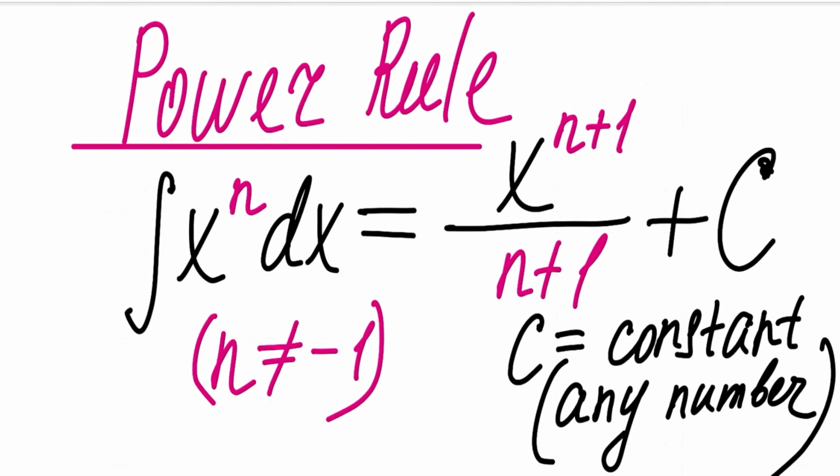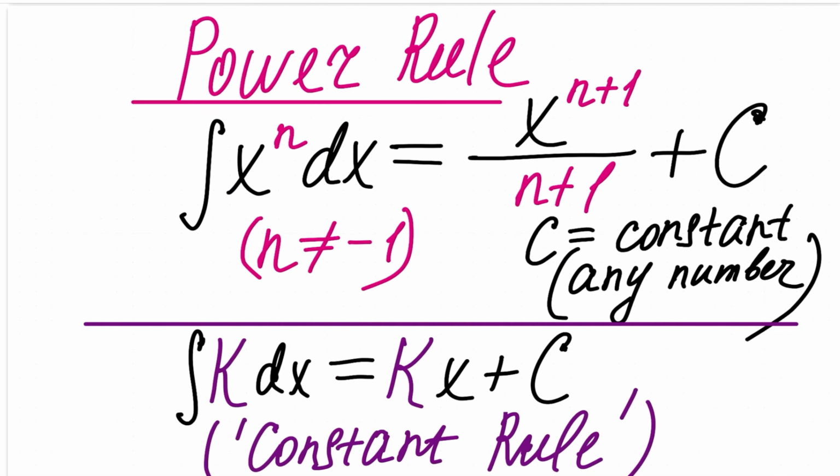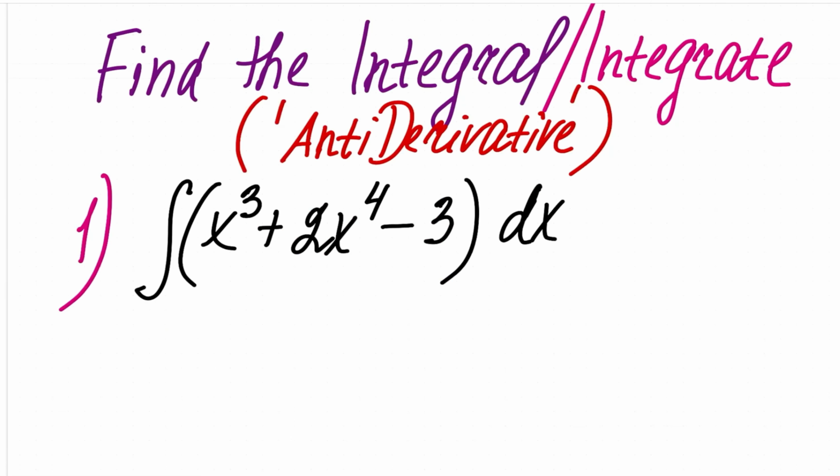So in other words, all you want to do is just increase your power by 1, so your new power becomes n plus 1, and you want to divide your term by this new power. Now, another thing to keep in mind: the integral of k, where k is any number, is kx plus c. Alright, let's get back to our integral.